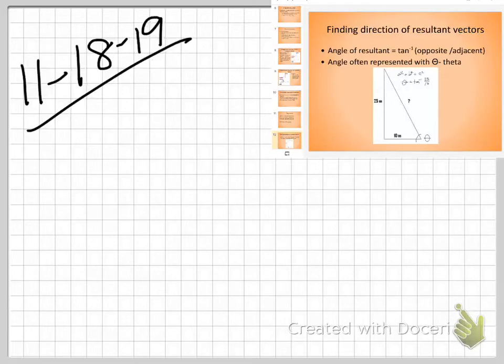Okay, so on Friday, which seems like it was about 3 months ago, we left our heroes having figured out how to not only find the resultant, but to find the heading for the resultant, using Pythagoras to find the resultant, and inverse tangent to find the direction. Well, now we want to look at going the other direction.